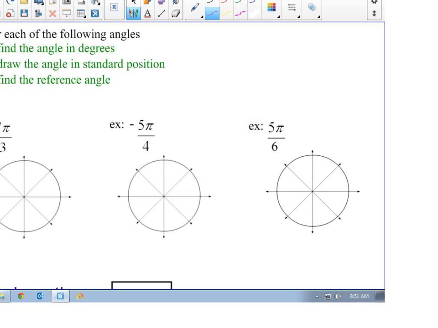So on the next page, a little practice with converting the angle to degrees first, and then we're going to draw that angle in standard position, and then give the reference angle. So we're practicing some of the concepts from the last chapter in this chapter. 7 pi over 3.